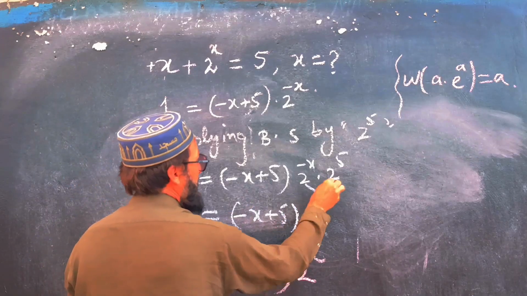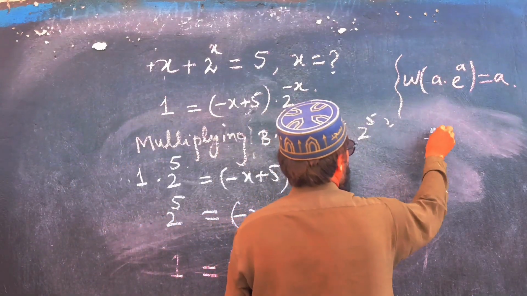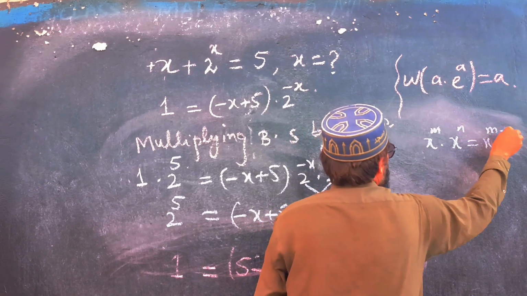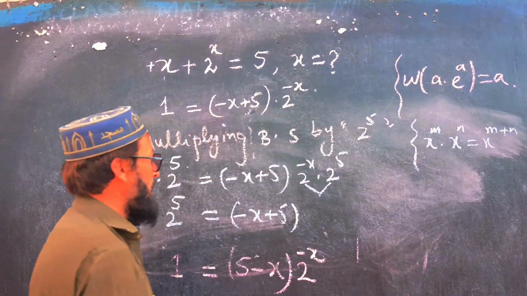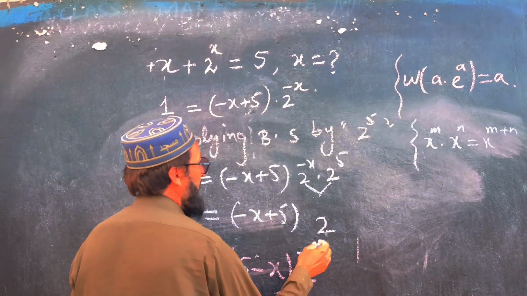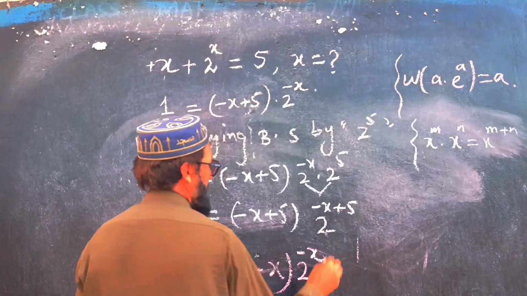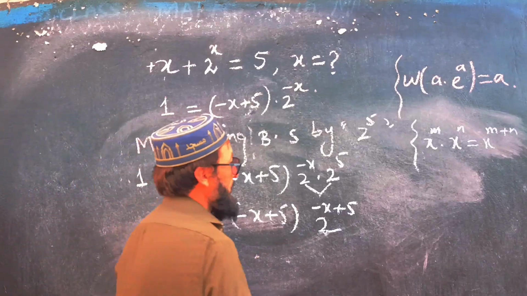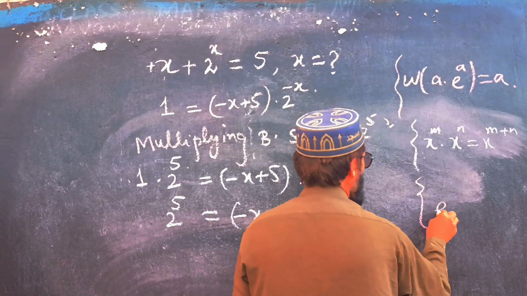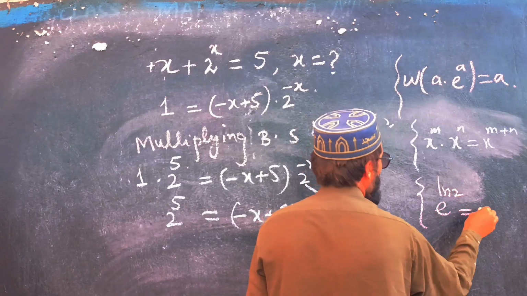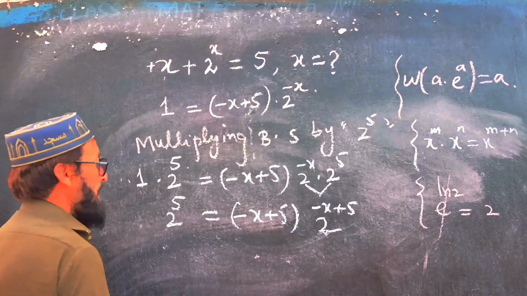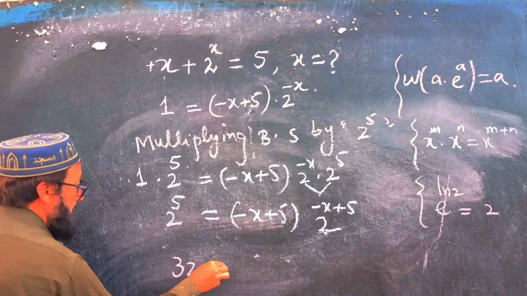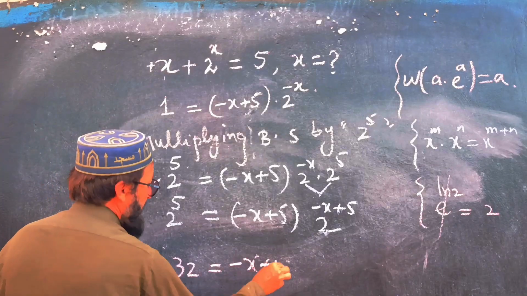Now, when the bases are the same, according to these rules, x exponent of m times x exponent of n is equal to x exponent of m plus n. In case of multiplication we take only one base and add their powers, here minus x plus 5. This 2 we can write according to the natural log definition. In place of this 2 we put 2 exponent of 5, and we get 32 is equal to 2 exponent of minus x plus 5.